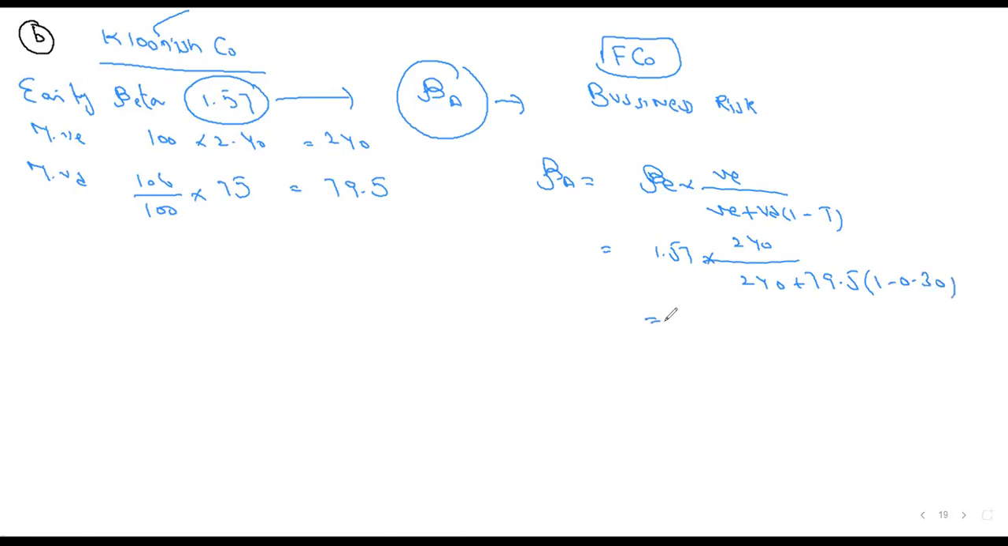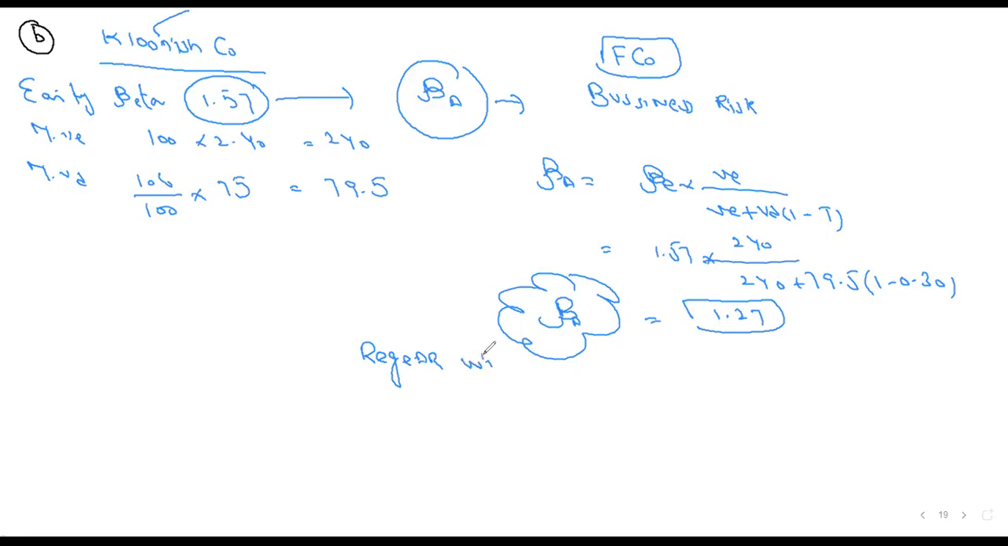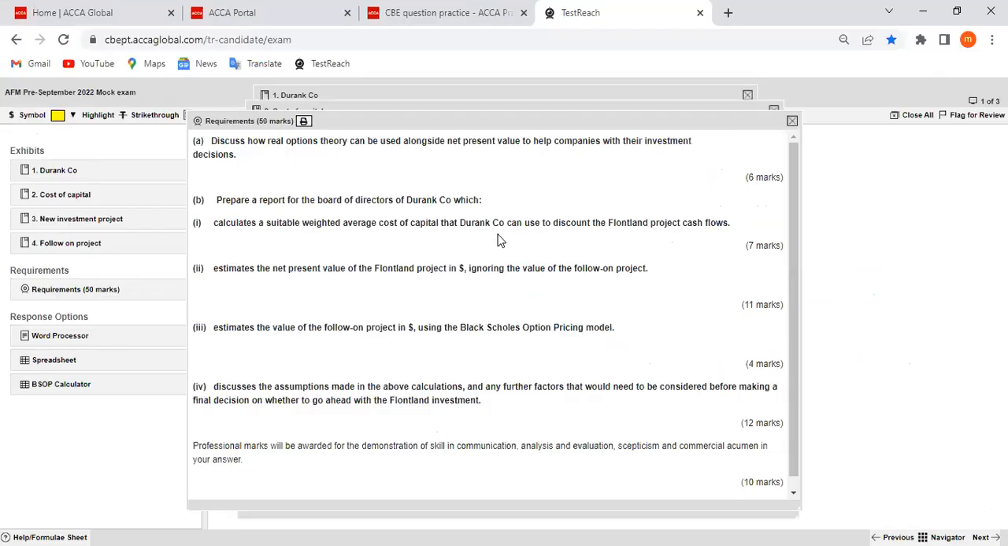What is the beta asset coming? 1.27. Now this beta asset represents the business risk. Re-gear this. But now, when you have to re-gear, re-gear with the DURUNK company capital structure, because the examiner is asking what the DURUNK company should use.